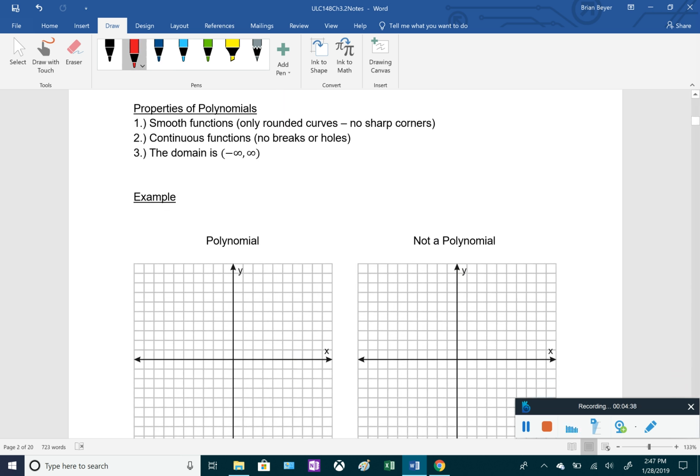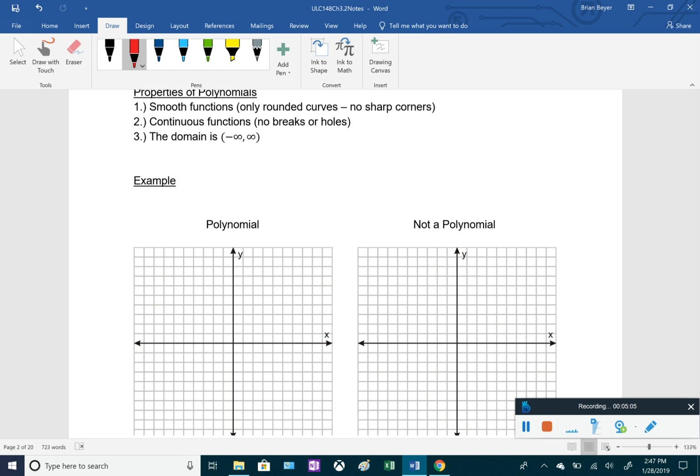Okay, so some important properties of polynomials. Every polynomial is going to be a smooth function. So smooth in math means essentially that there's only rounded curves. There's no sharp corners. And polynomials are also continuous functions. So you can draw them without picking up your pencil. There's no breaks or holes in them or jumps. And the domain of every polynomial is all real numbers, so negative infinity to positive infinity.